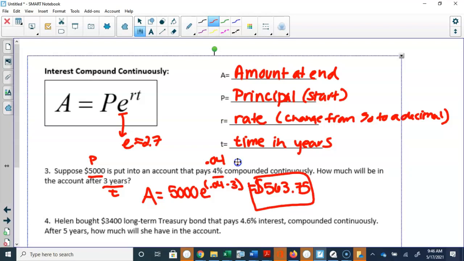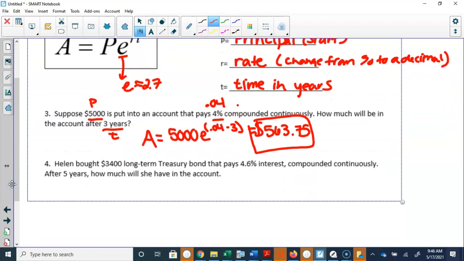And there's my final answer. What I'd like you to do right now is try number 4 on your own, and then come back and check your work. Okay, so what should you have?